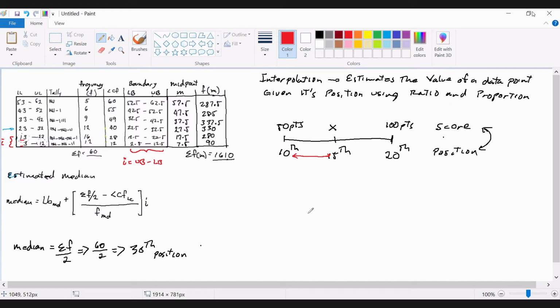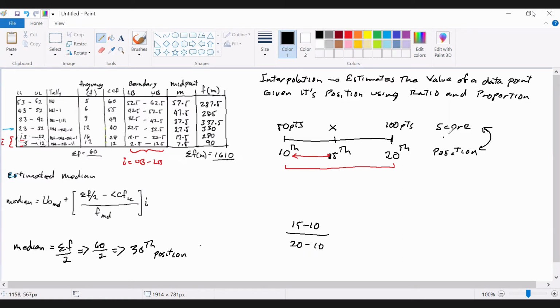5. How do you get 5? 15 minus 10. Very easy, right? So that distance is 15 minus 10. I'm going to make a ratio from the complete distance over there. So what's the distance of the whole thing? 20 minus 10. Okay, that's the first fraction.